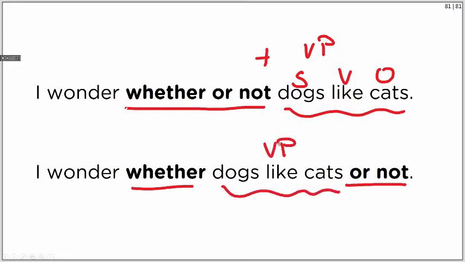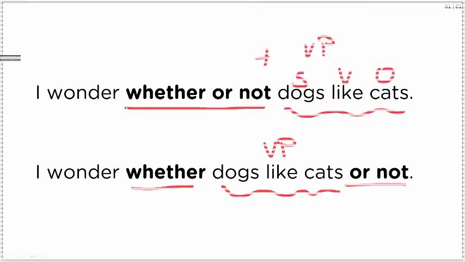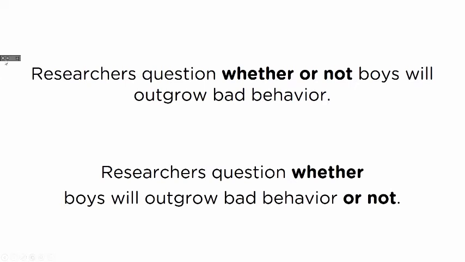And I use either of these structures to express an alternative condition. I don't know, dogs might like cats, they might not like cats. I don't know. This is why I use whether or not. Okay, let's take a look at our second example.